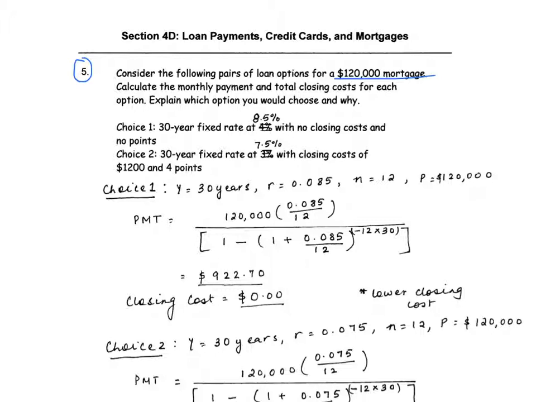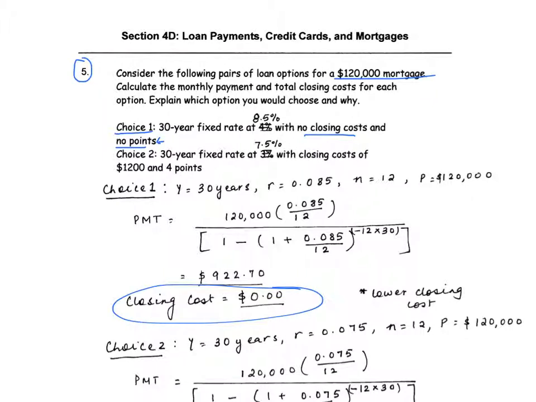We have two options. And let's look at the first option, which is a 30-year fixed rate, 8.5% with no closing costs and no points, which means the closing cost is zero. No points would mean they're not going to charge a percent of your principal towards closing costs. So the closing cost, $0.